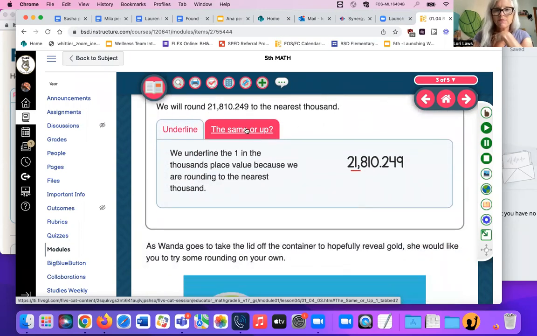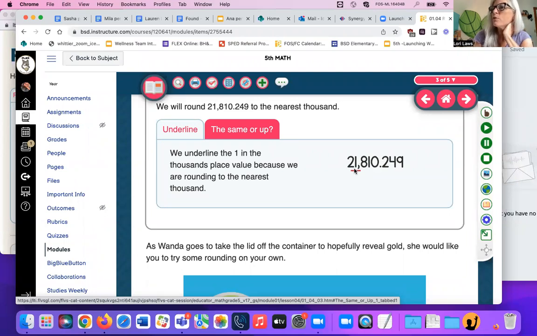Here's another example. The same or up. This time we're rounding to the nearest 1,000. Now pay attention to the end of the word because this one ends in D, not TH. So they mean 1,000. So you have to look at it and you have to say, well, these are the ones, these are the tens, these are the hundreds. Oh, here's the thousands. I have to underline that. And it's going to either stay the same, 21,000, or go up to 22,000.